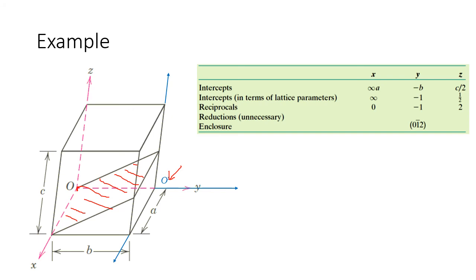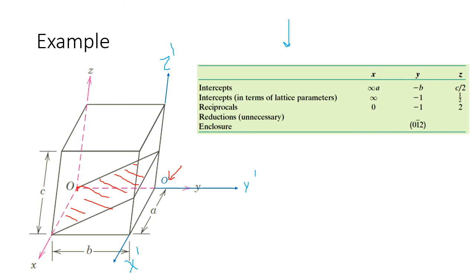We shifted the coordinate system such that the coordinate axes of the shifted coordinate system were parallel to the axes of the original coordinate system. So this was x bar, which was parallel to x, y bar parallel to y, and z bar parallel to z. And the steps for finding out the indices of that given plane were summarized in a table like this.